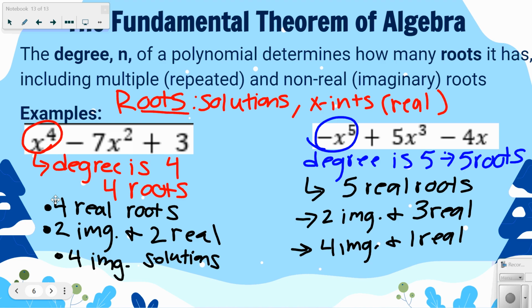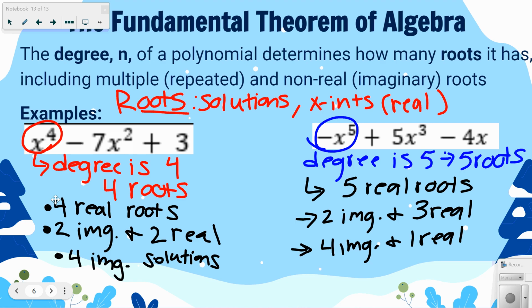So, key takeaways with your fundamental theorem of algebra. Degree means that's the amount of solutions you're going to have. Imaginary solutions come in pairs.